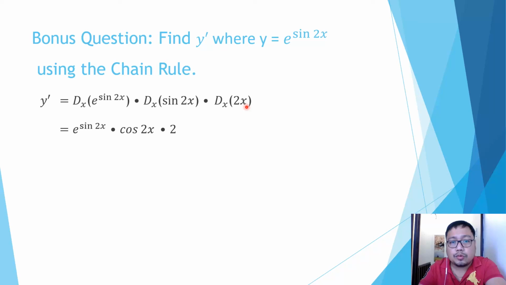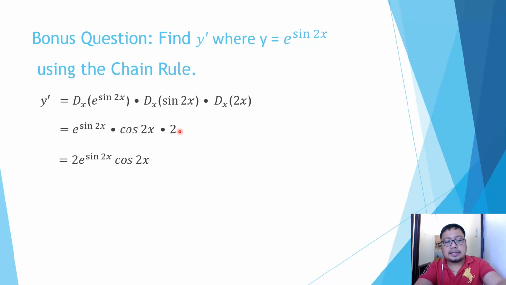And then you just need to rewrite your answer. It will become 2 times e to the sine 2x times cosine 2x. And that is our final answer.